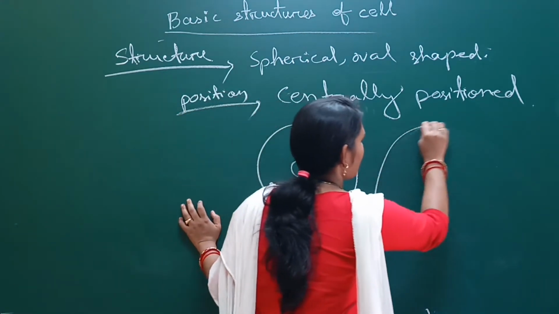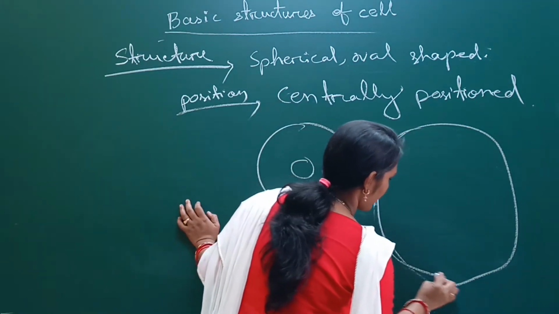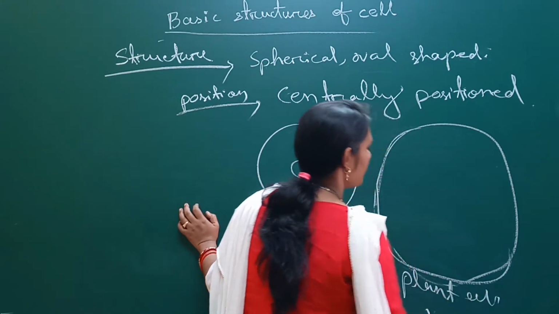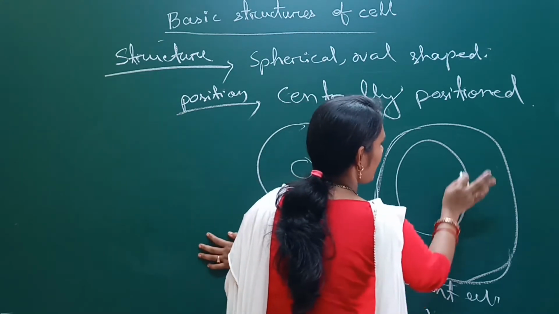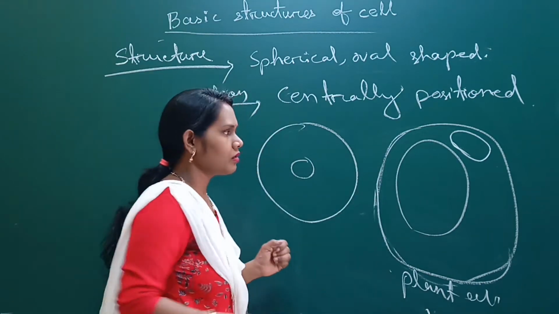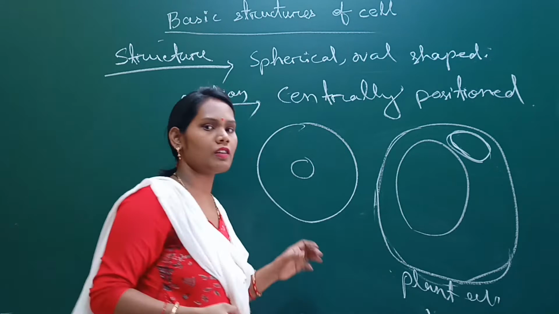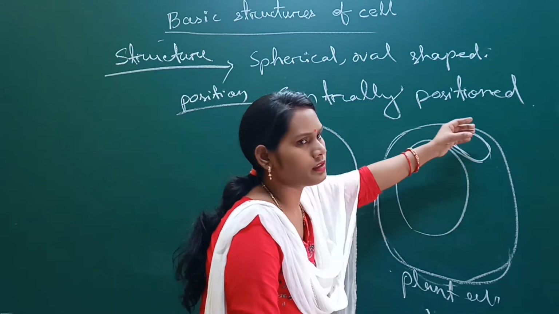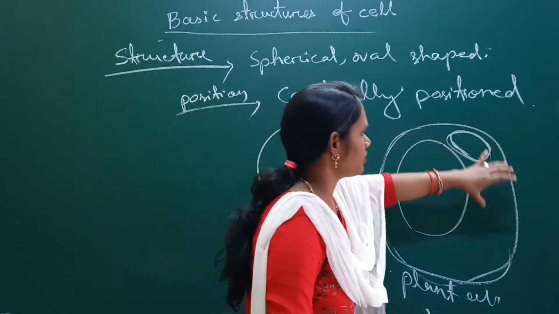But in a plant cell, there are large vacuoles present, so the nucleus can be present in the side region or the periphery region of the cell. Due to the presence of large vacuoles in the cell, the plant cell nucleus is present just at the side or periphery region of the cell.